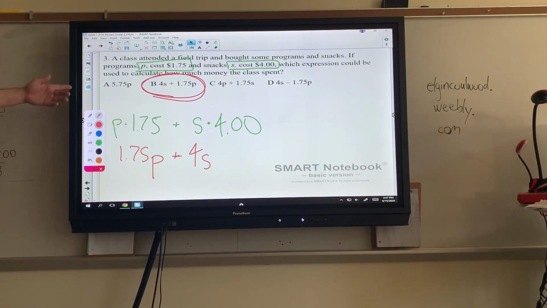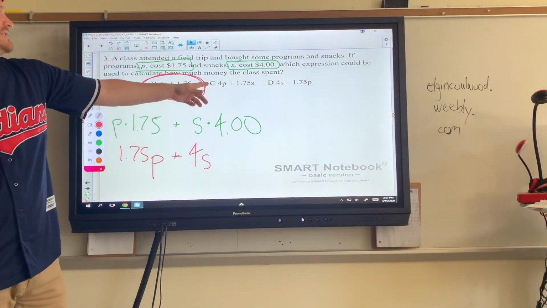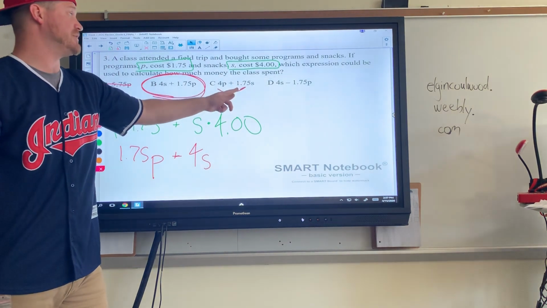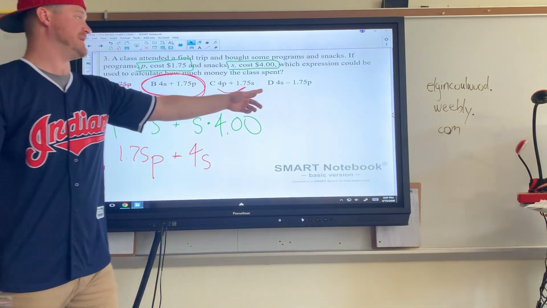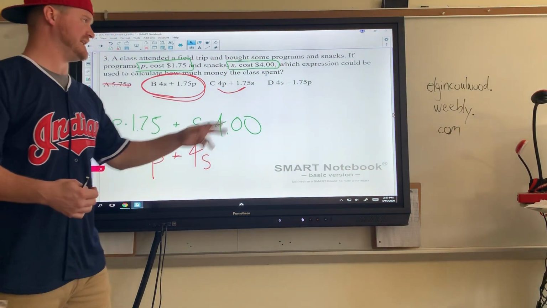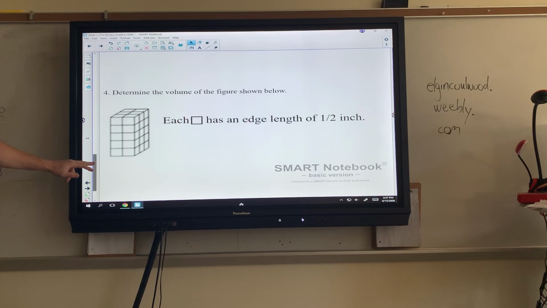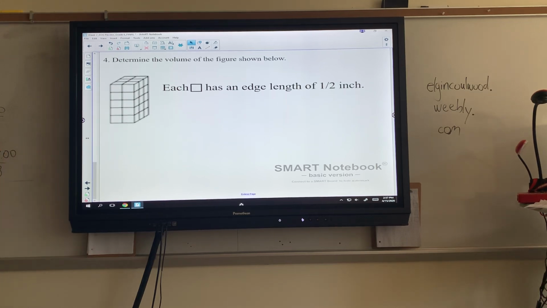A cannot be right because it left off the snacks altogether and combined the two, and we know we can't combine S and P because they are unlike terms. C is here to trick you because they flip the corresponding values and variables. And we know D is not right because they're subtracting the programs from the snacks, which doesn't make sense at all. Number 4. Determine the volume of the figures shown below.